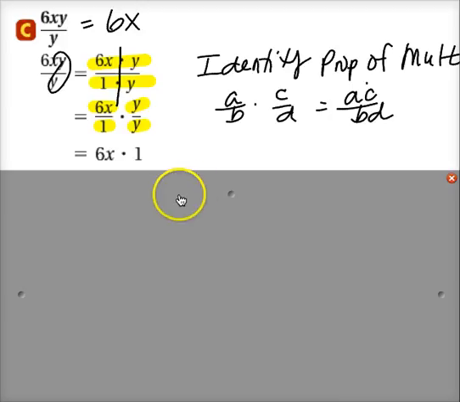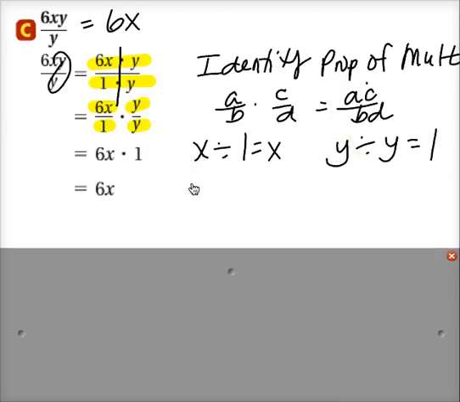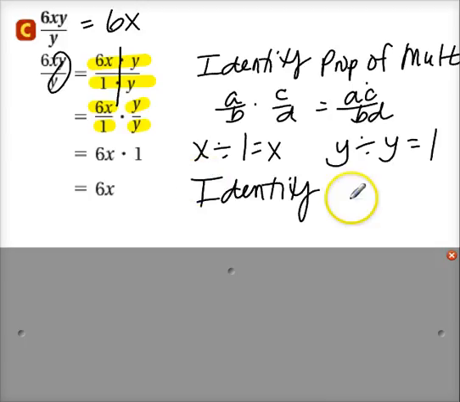All right, now I have 6x times 1. This is because x divided by 1 right here just equals x. So I have my 6x. Y divided by y equals 1. So that's why I wrote the 1. So those are two rules as well. Now, 6x times 1 is the same thing as 6x. That is because of the identity property of multiplication again. And that's our final answer.